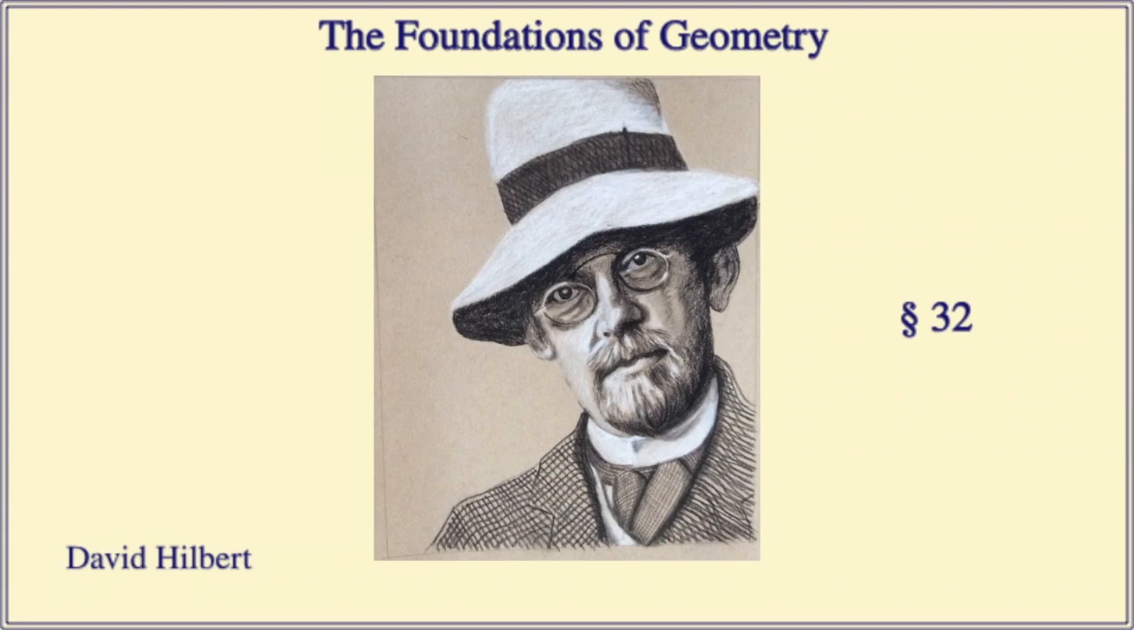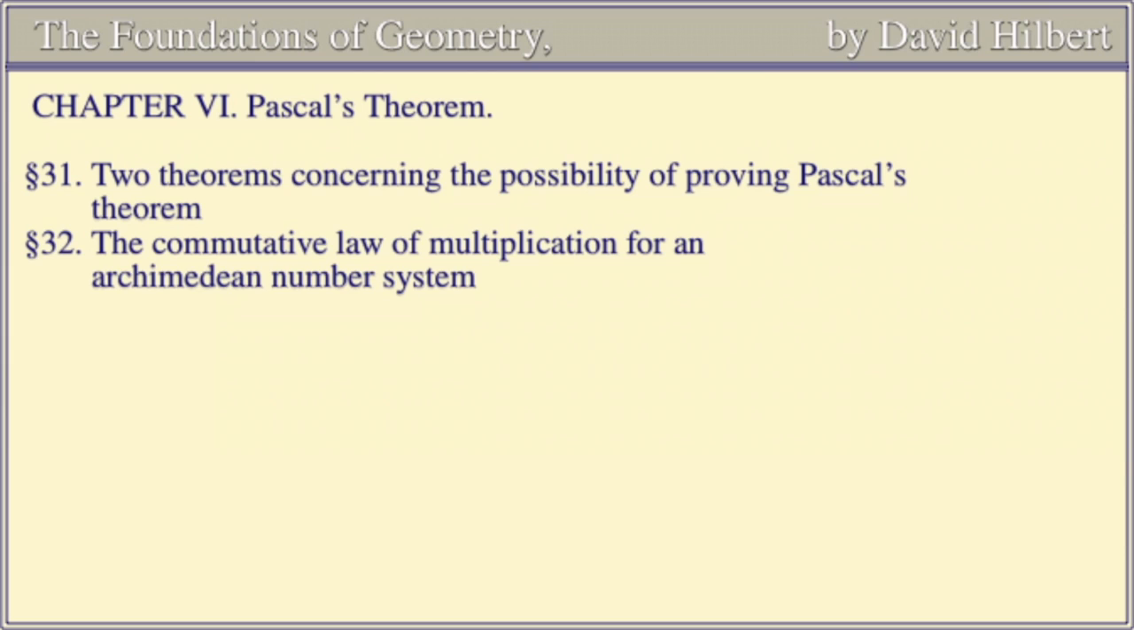The Foundations of Geometry by David Hilbert. Chapter 6, Pascal's Theorem. Section 32, the commutative law of multiplication for an Archimedean number system.